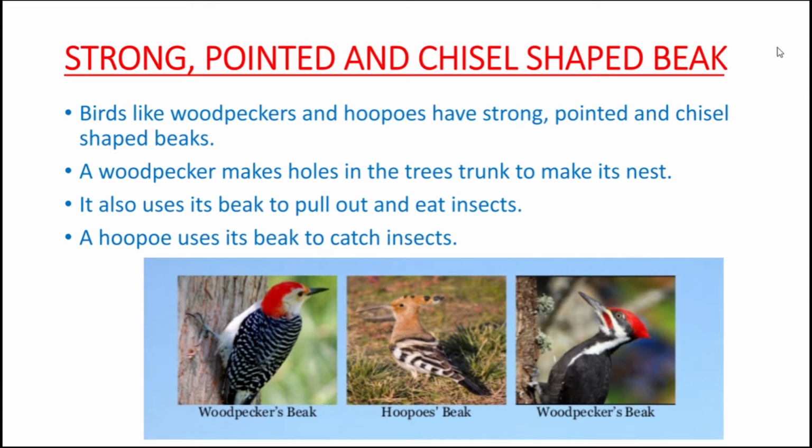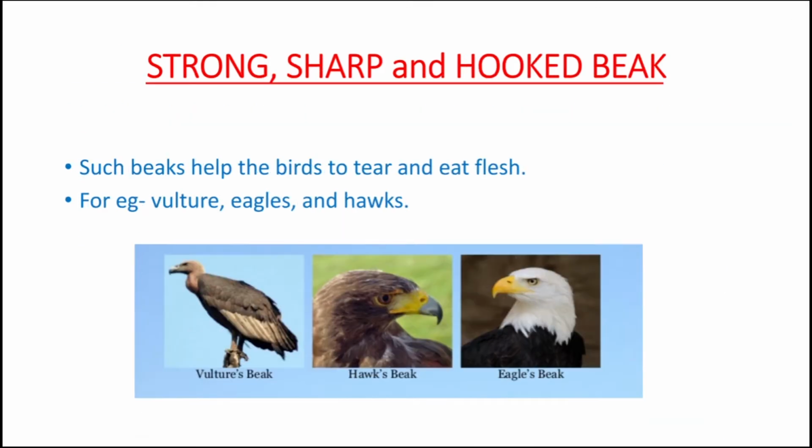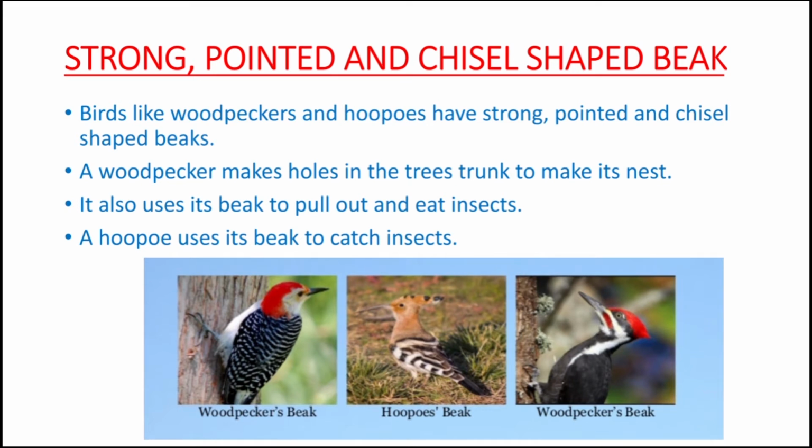A woodpecker makes holes in the trees' trunks to make its nest. It also uses its beak to pull out and eat insects. A hoopoe uses its beak to catch insects. You can see very clearly in the picture, a woodpecker uses its beak to peck on the tree trunk, and hoopoe is also searching the food, and woodpecker again making a hole in the tree trunk.